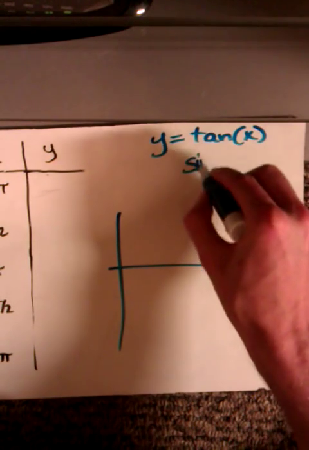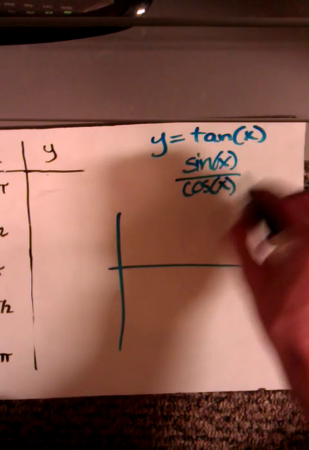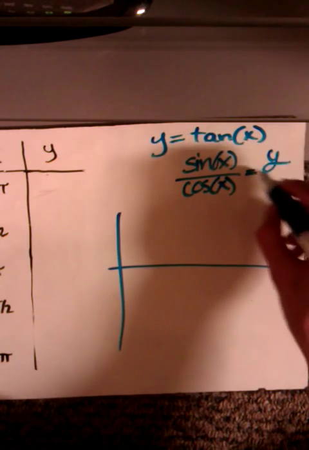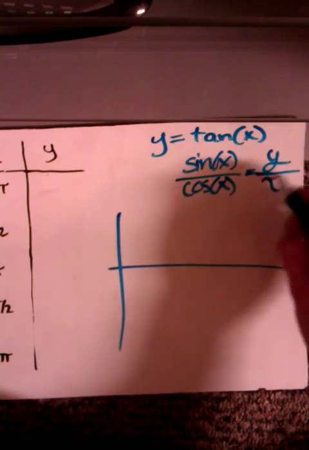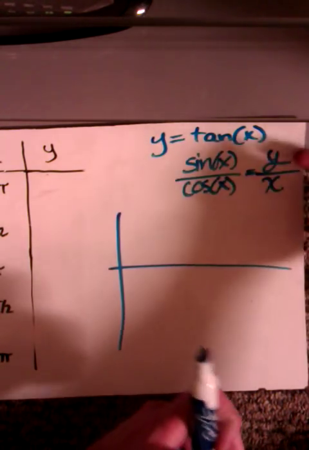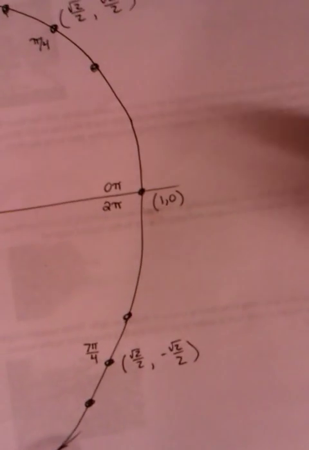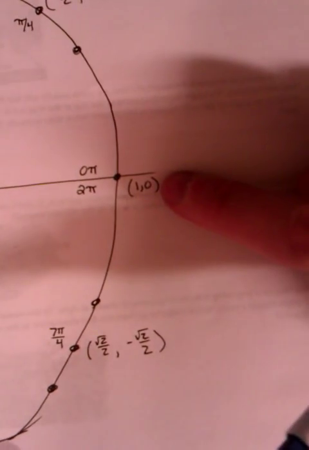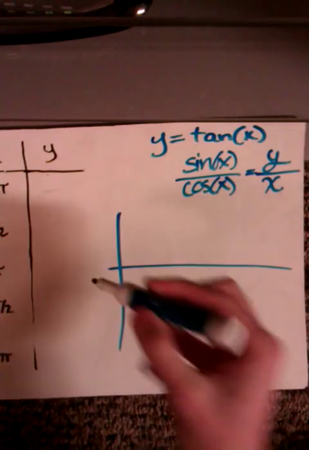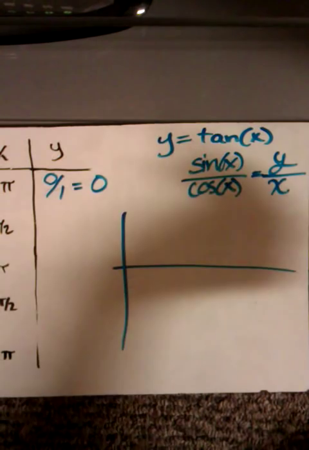So tangent, we looked at it before. We said it was the same thing as sine over cosine. We just said that sine was the y values around the unit circle. We said cosine was x values. So it makes sense that tangent, if it's sine over cosine, then it's also y over x. So for example, if I wanted to find the tangent at 0 pi, I'd look at my unit circle, find the y value, it's 0, and the x value is 1. So at 0 pi, the tangent would be 0 over 1, which is 0.